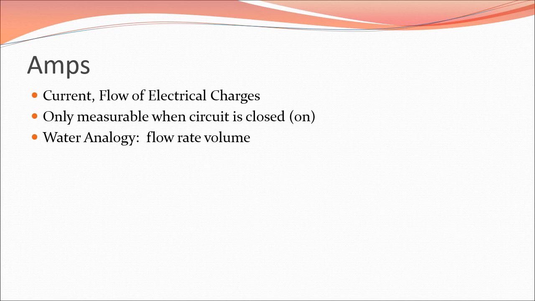The analogy for current, or amps, that we used was that if you've got a pipe, it's the actual amount of water flowing through the pipe. So if we changed from a small diameter pipe to a large diameter pipe, we would allow more water to flow through it, which would increase the current, the amps, if we consider it as an electric circuit.